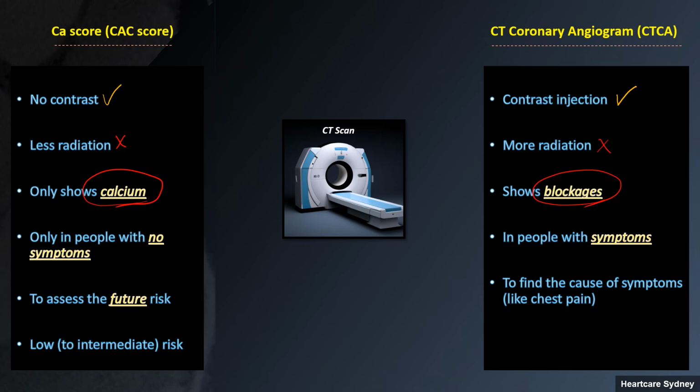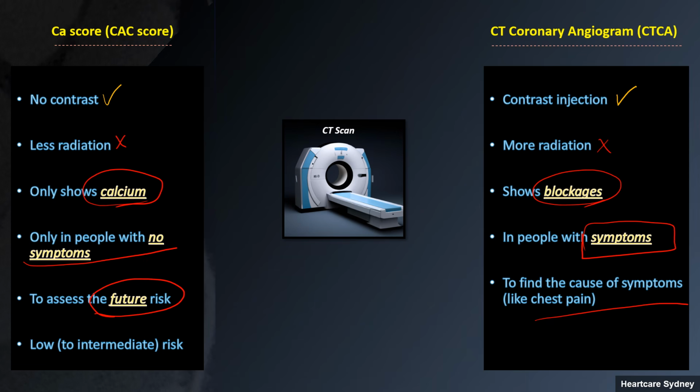Coronary calcium scoring is done only in people who have no symptoms. In contrast, CTCA is done in people who have certain complaints like chest pain or shortness of breath on exertion. CAC is done to assess someone's future risk of a heart attack. However, CTCA is done to find the cause of someone's complaints.